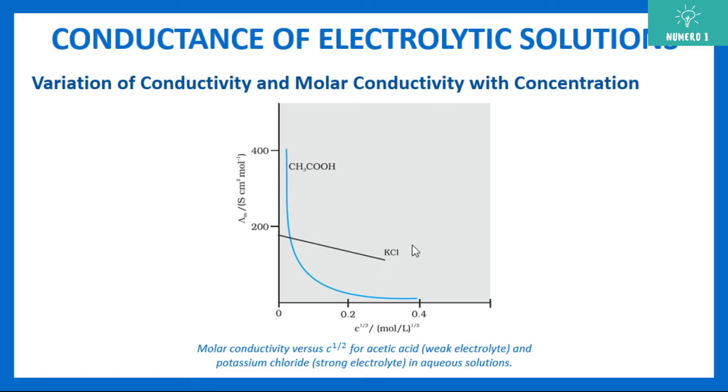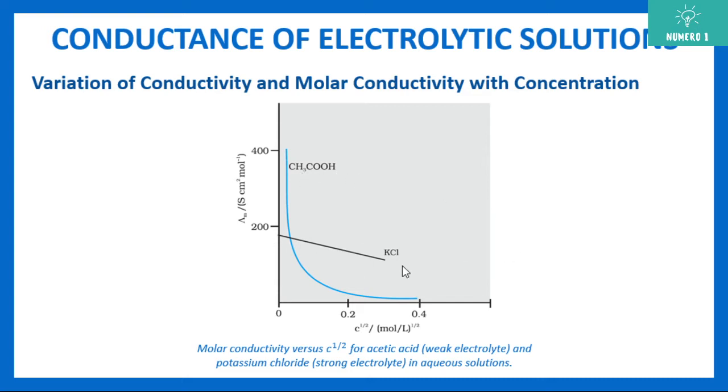Now, this is the case of strong electrolyte, KCl. The meaning of strong electrolyte is basically the ones that dissociate completely when you put them in water. So KCl dissociates completely as K plus and Cl minus ions. Whereas CH3COOH is not dissociating completely. It has some degree of dissociation, which we will see now.